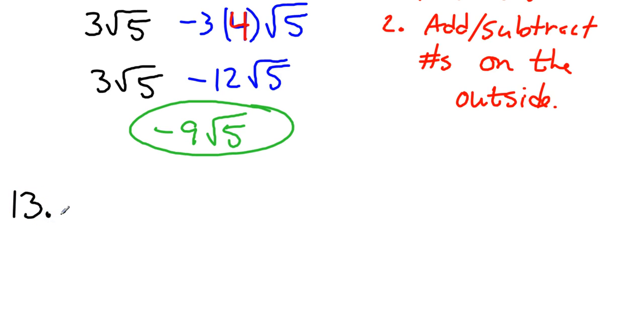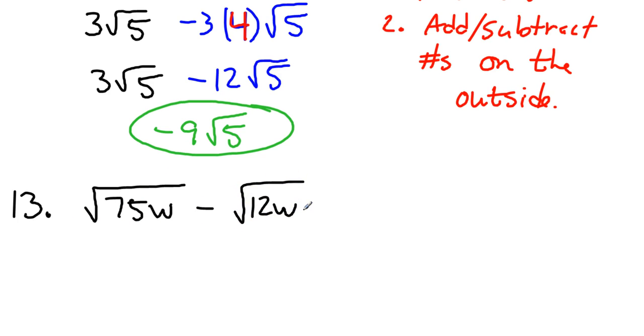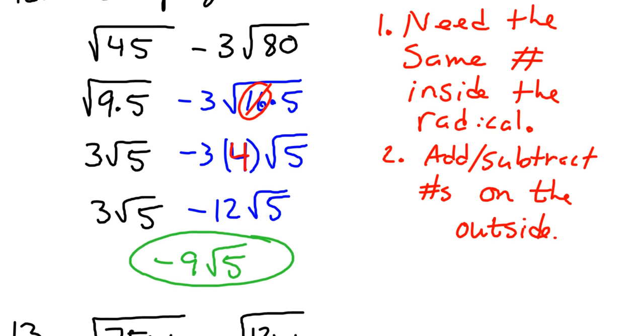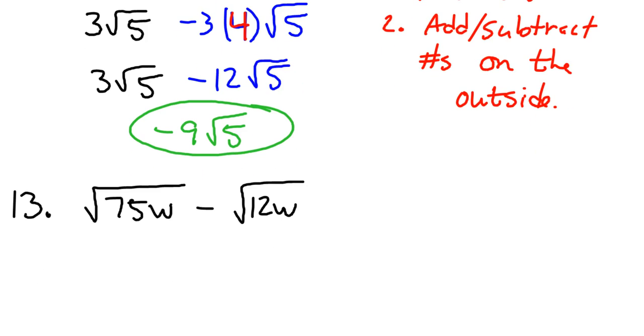Okay, 13, pretty much the same question. The only thing that happens on 13 is they're going to throw a variable in the mix. So you're going to have the square root of 75w minus the square root of 12w. And it's still the same thing. Whatever you have on the inside has to be the same. Once you've got the inside part the same, you can add or subtract on the outside. The only thing that's different is because of the variable. This is where you can take out the number part and basically say it's the expression, variable, whatever you want to call it there.